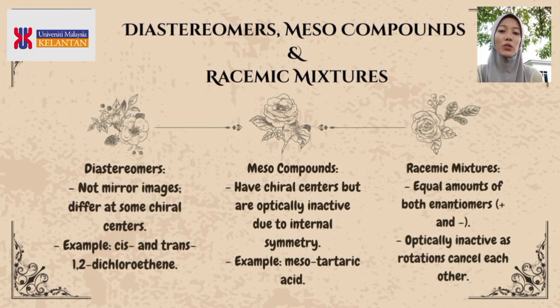And a racemic mixture contains equal amounts of both enantiomers, so their light rotations cancel out and they are also optically inactive. In conclusion, stereochemistry helps us understand how the 3D structure of molecules affects their properties, reactions, and even their effect on our bodies. It shows that a tiny change in structure can make a big difference.